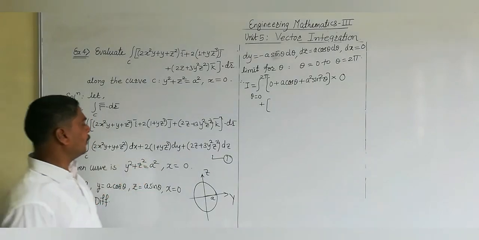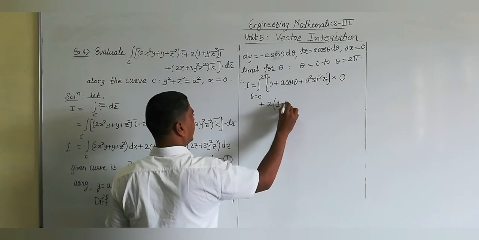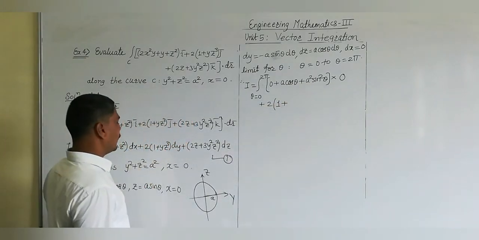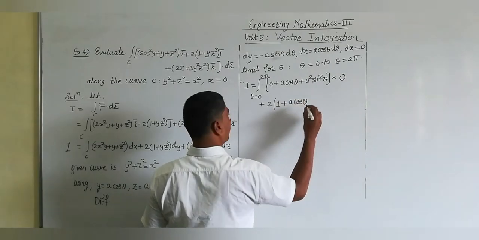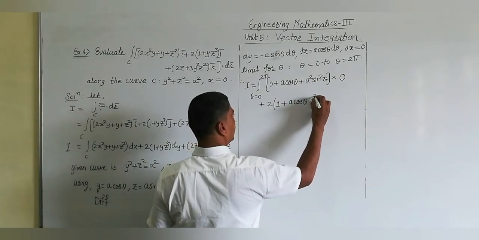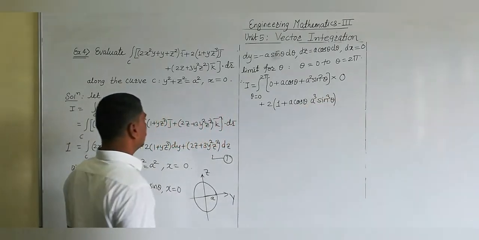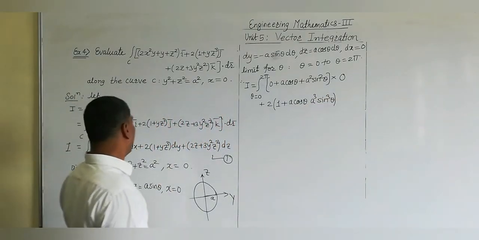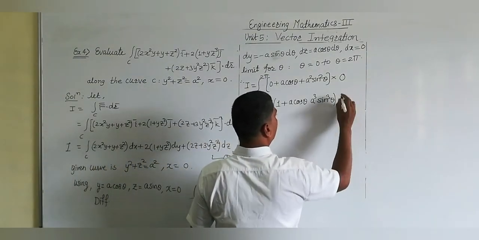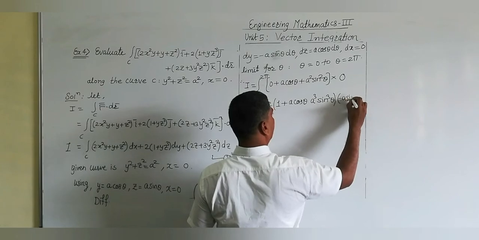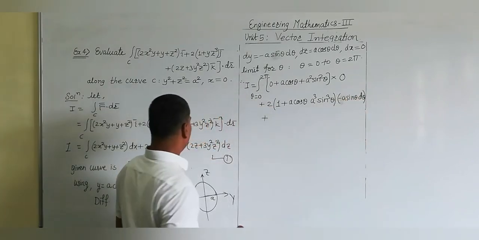Then plus, into bracket, 2 into bracket 1 as it is, plus y into z cubed. The value of y is a cos theta, and z cubed means (a sin theta) cubed, which is a cubed sin cubed theta, bracket complete, into dy. The value of dy is minus a sin theta d theta, then again plus sign.